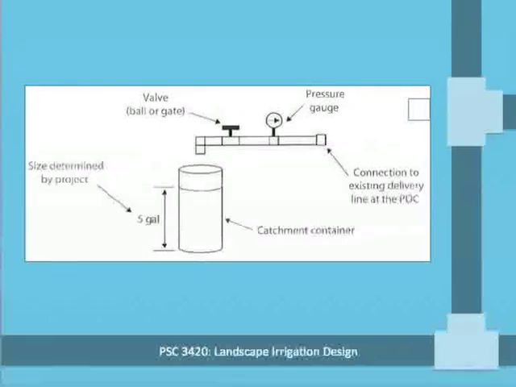After the required pressure at the point of connection is established, the flow test apparatus can be attached to the point of connection, and then the valve can be adjusted until the desired pressure is met. Once that pressure is met, the catchment container can be placed under the water discharge point, and then the time it takes to fill the container is timed in seconds. And then that time is used for further calculations to calculate flow rate, which then becomes the system design capacity.